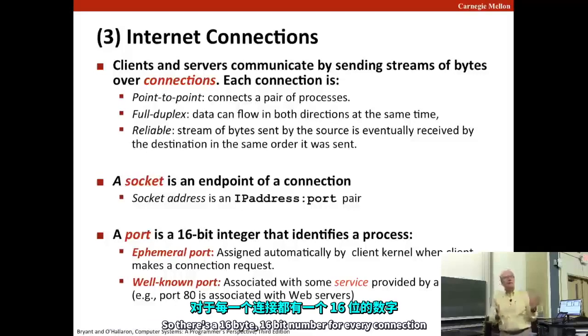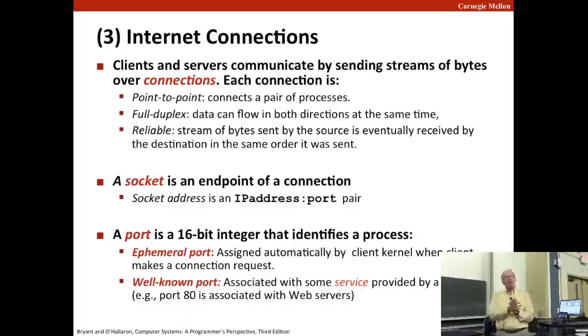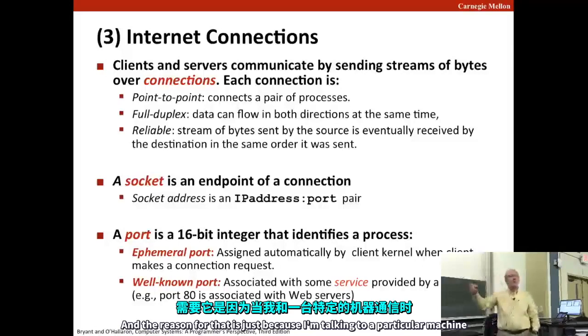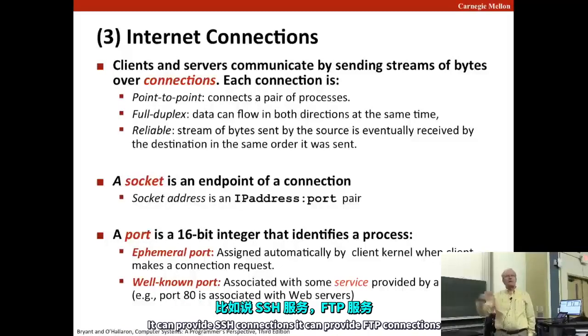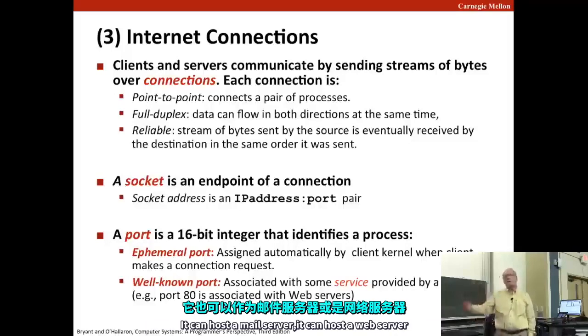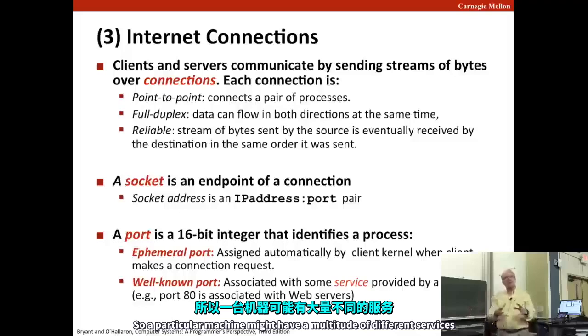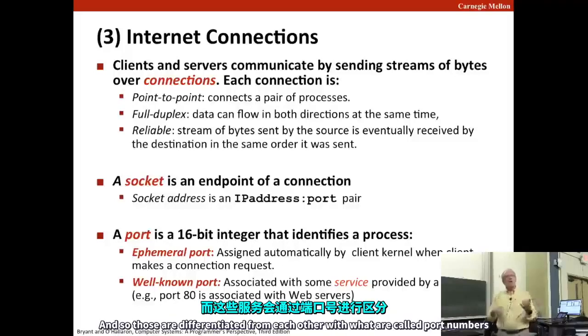So there's a 16-bit number for every connection that's referred to as its port. The reason for that is that when I'm talking to a particular machine, that machine can support different services. It can provide SSH connections. It can provide FTP connections. It can host a mail server. It can host a web server. So a particular machine might have a multitude of different services, and those are differentiated from each other with what are called port numbers.